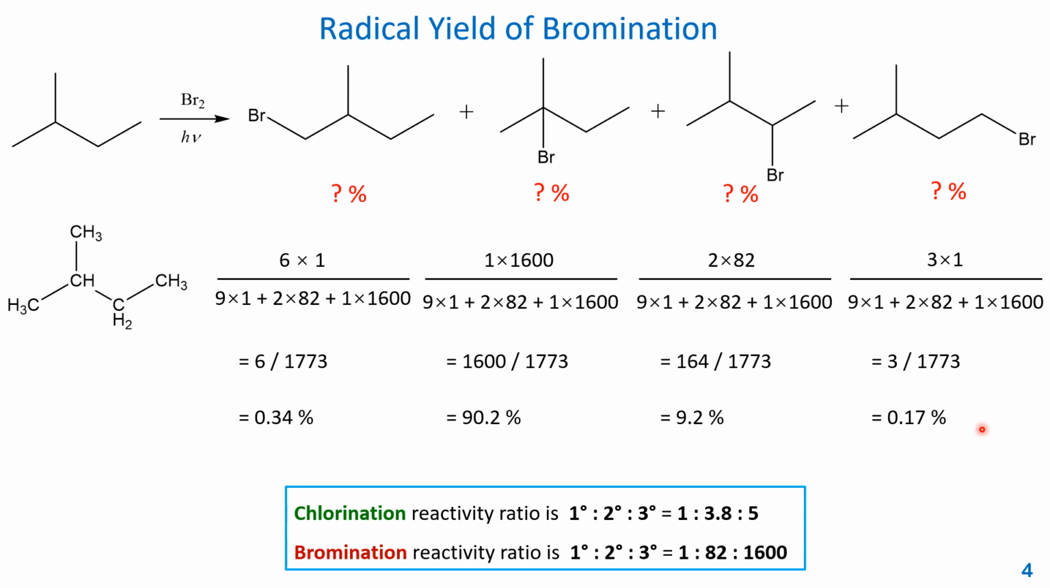So again, you can see the bromination is much more selective. The major product is more than 90%, as expected based on your calculation. So that's all the examples I want to give you.